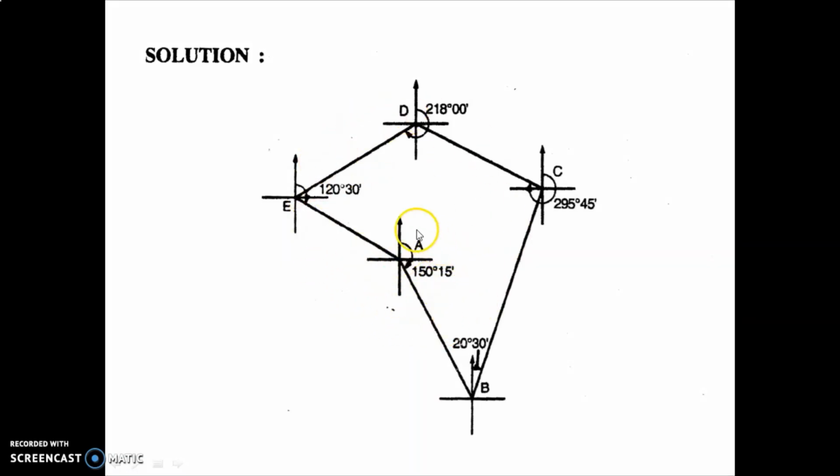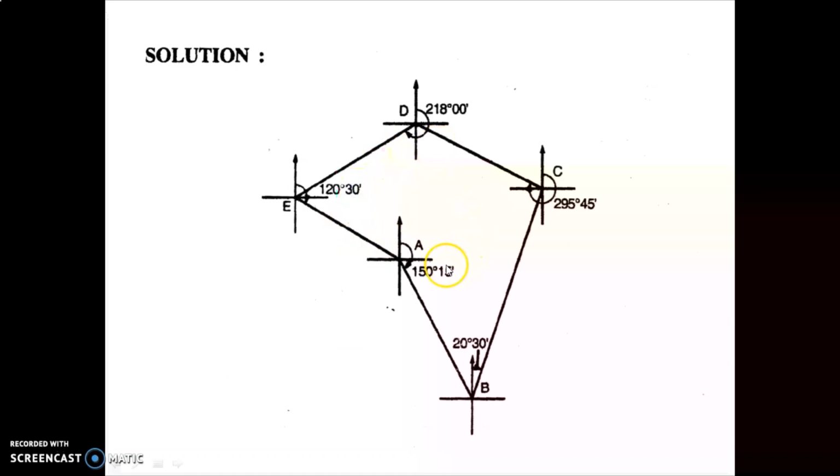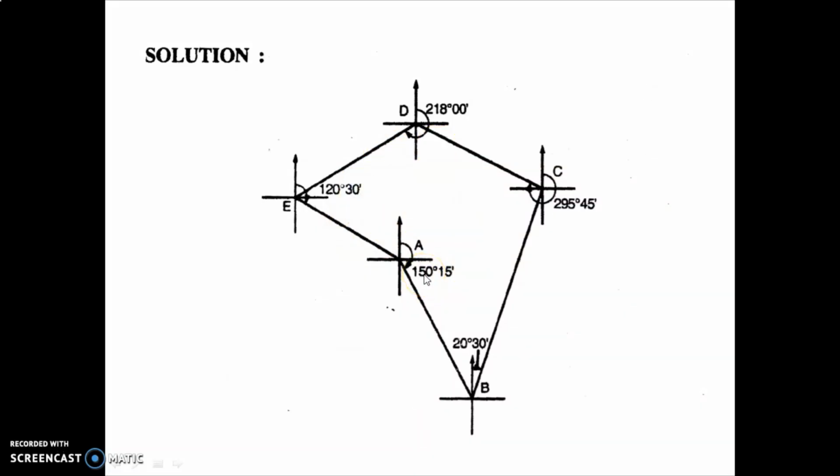The same procedure you can do with the help of backbearing also. Here I have taken all the forebearing readings. If you want to draw the traverse, you can draw it with the help of backbearing also, whatever is suitable to you. So in this way, first of all you have to complete your traverse, and then proceed further. So now we will proceed further.